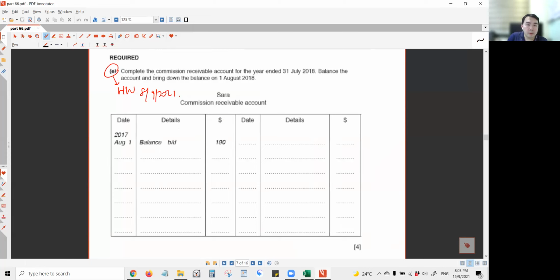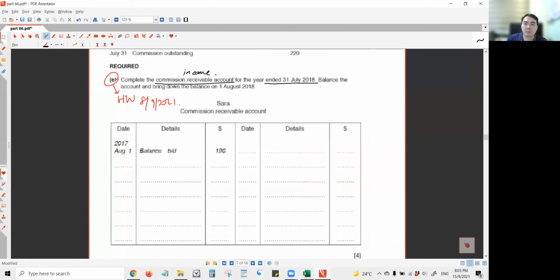Complete the commission receivable account. This is an income, right? You are dealing with an income. For the year ended 31st July 2018, this is the year end. Whenever you see the year end, you have to find the beginning of the year. So go 12 months backwards, you arrive at August 1st, 2017.